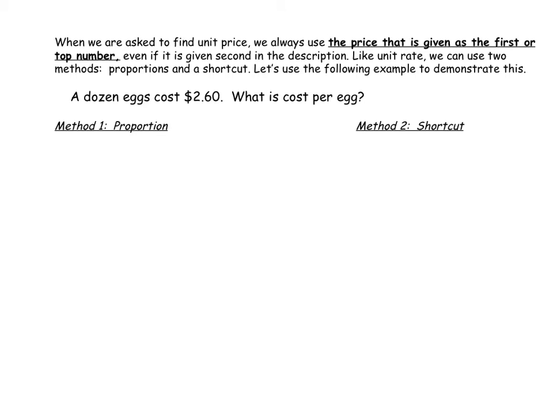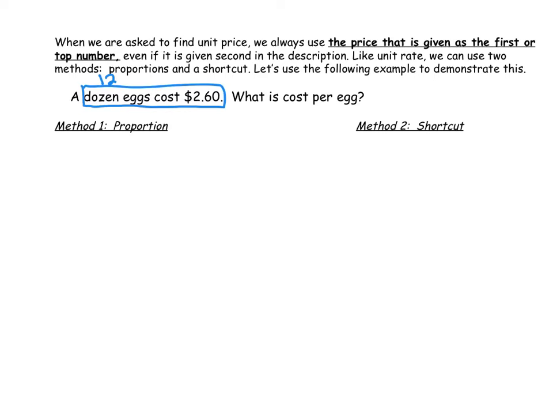When we work on this, we first want to see what information we're given. So we have a dozen eggs that cost $2.60. Well, if you recall, a dozen is 12. So there's 12 eggs in a dozen, and the cost is $2.60. So if we're going to use a proportion, we want to first start with the money, even though it mentioned it second.